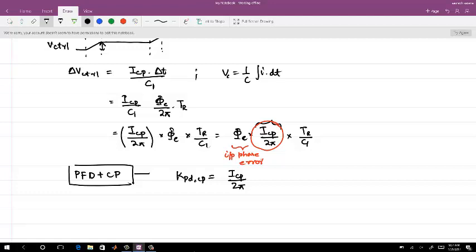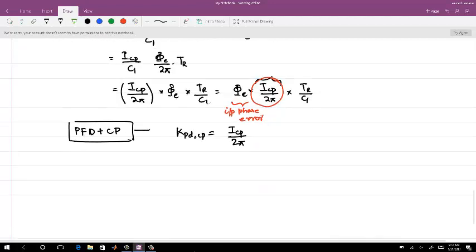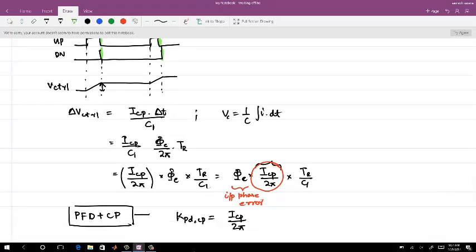Okay, so you see the way I have written it, this is not in the frequency domain itself. Okay, so this is an average current which is going to be integrated over the capacitor.